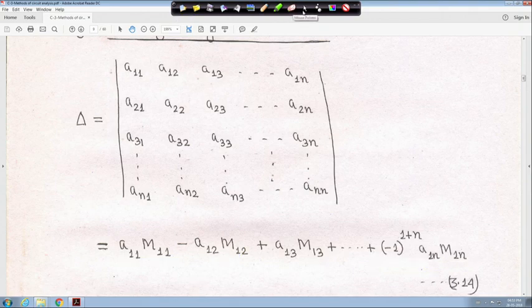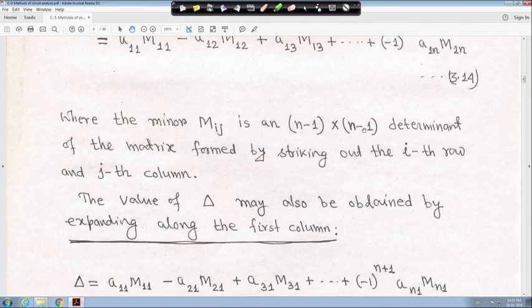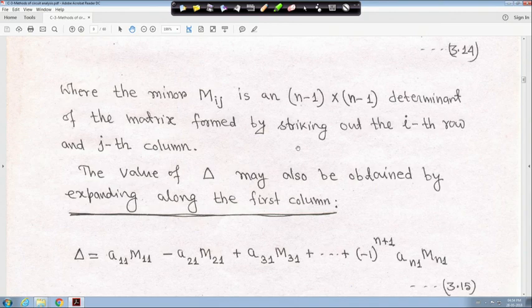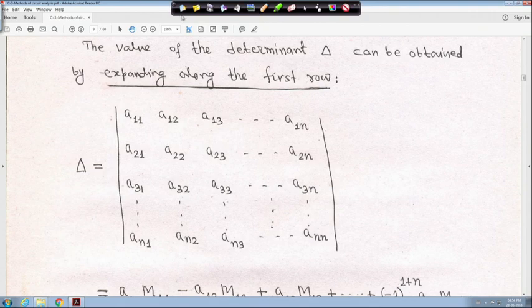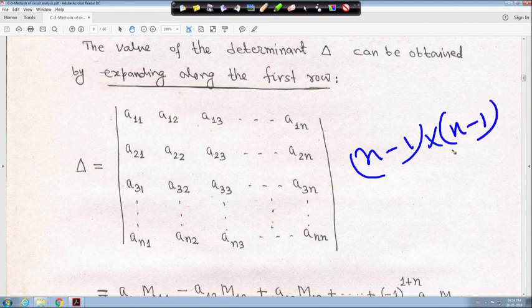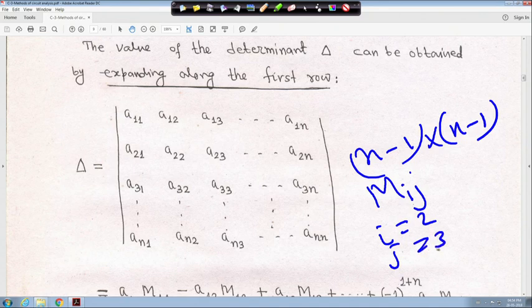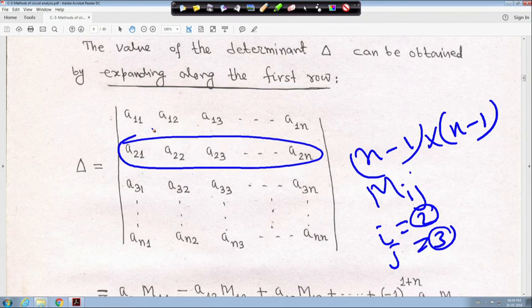So, let me clear it. The minor mij is the determinant of the n minus 1 into n minus 1 matrix formed by striking out the ith row and the jth column, right. Later we will see that you just strike off the ith row and jth column. For example, sorry, it will be an n minus 1 into n minus 1 matrix, right? That is a minor. Now suppose it is mij, where i is equal to 2 and j is equal to 3, that means second row and third column, right? So suppose this row is gone, this is not there, the ith row and jth column.